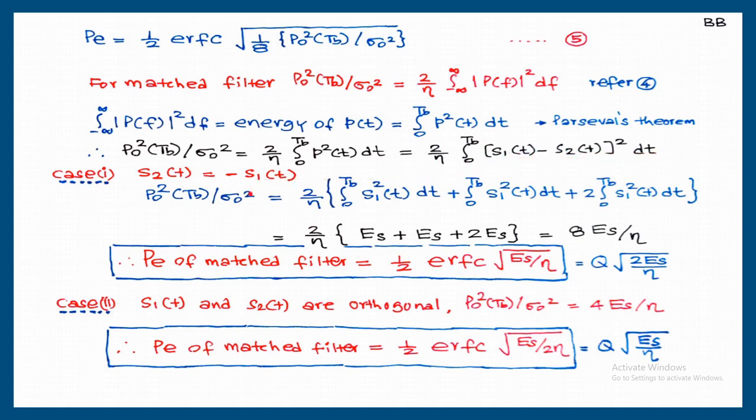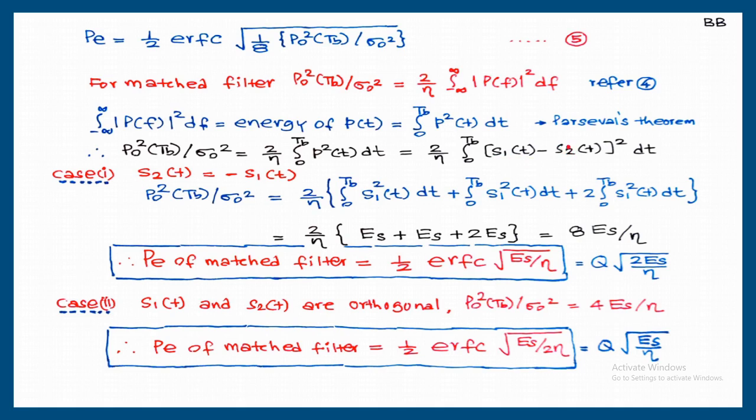Now I am showing two different cases. Case 1: s2 of t is equal to minus s1 of t, like our non-return to zero polar format, plus 2 voltage and minus 2 voltage. The second signal is minus of the first signal. If s2 of t is equal to minus s1 of t, we can do the substitution here. So 2 by eta, integral 0 to Tb s1 square t dt plus integral 0 to Tb s1 square t dt, a square plus b square. And the third term is 2 into s1 of t into s2 of t.